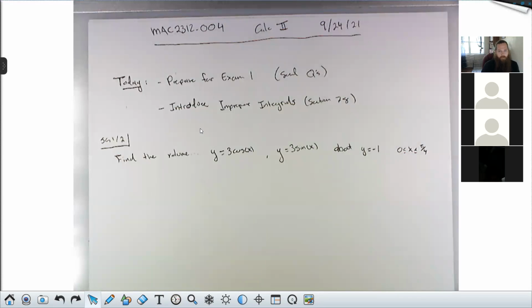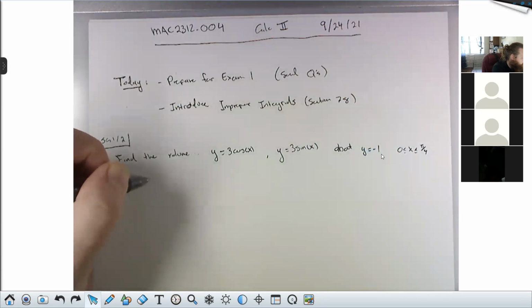So of course, the thing to do is to sketch the region, right? The region is between 3 cos x and 3 sine x from 0 to pi over 4. Sketch the axis of rotation, and then draw on our little strip. Once you've got that strip drawn in, we can think about it as rotating the strip.